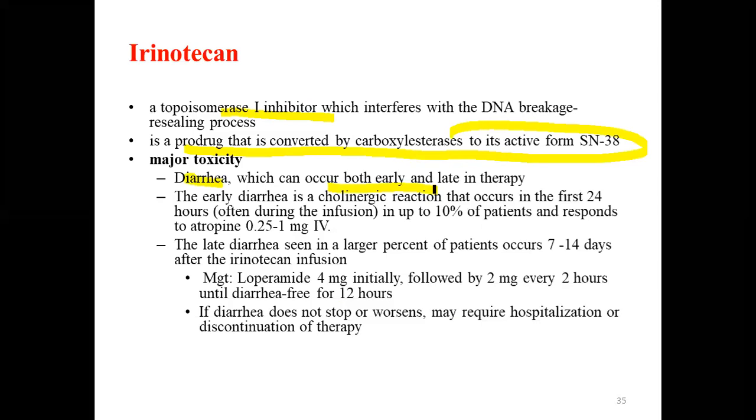But usually in the first 24 hours, it is related to cholinergic overactivity and usually responds to atropine, 0.25 to 1 milligram IV. But the late diarrhea usually happens after 7 to 40 days of treatment with irinotecan infusion. If there is no infection as the cause of diarrhea, anti-motility agents such as loperamide can be used, 4 milligram initially, followed by 2 milligram every 2 hours until diarrhea free for 12 hours.